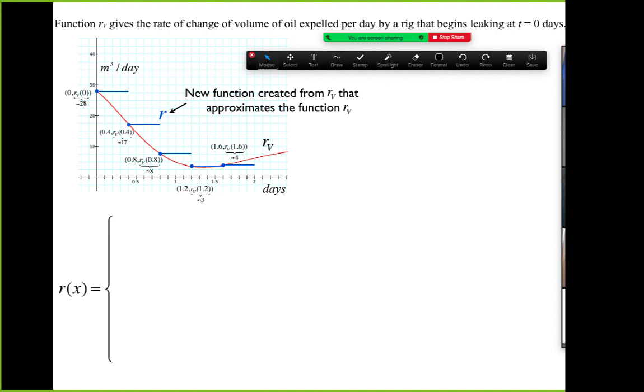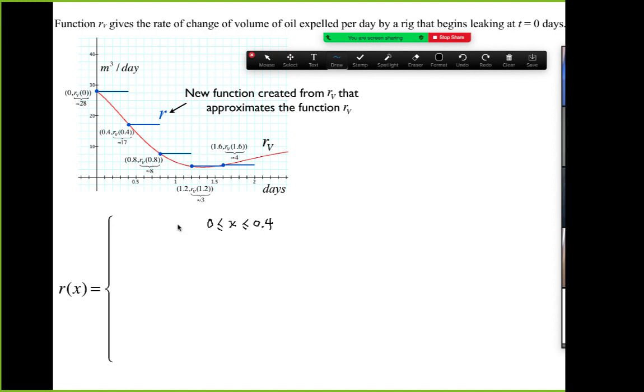So here we go. We're going to write out what this rate function is, and what's that going to require to express the approximate rate function R? Here's a hint. Piecewise function. Right, piecewise function. So what's our first interval? 0 to 0.4. Am I using x's or t's? I'm using x. Okay, so 0 to 0.4.